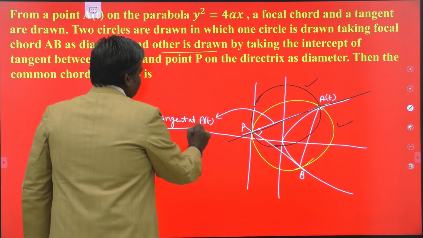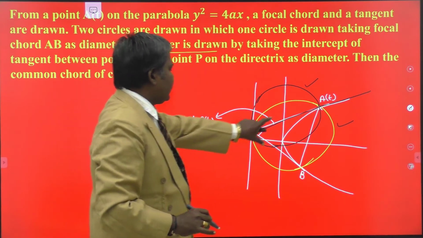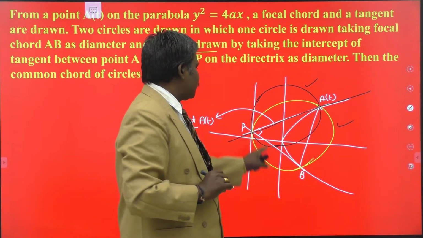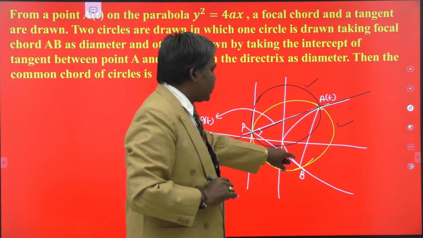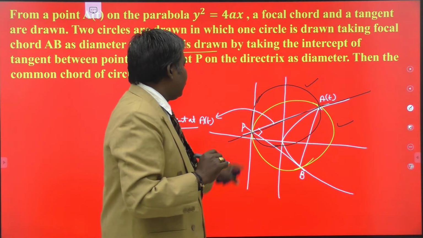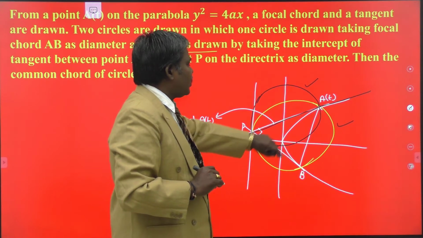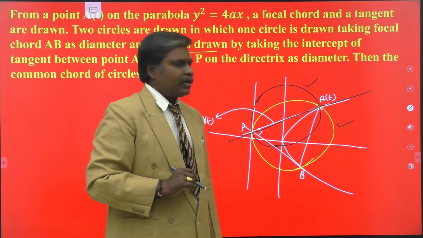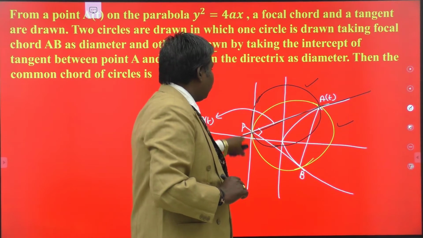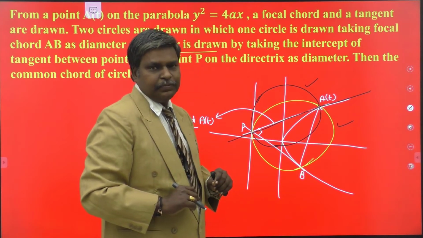So in this problem, we have to identify the one and only thing: the tangents drawn at the extremities of a focal chord intersect on the directrix at an angle of 90 degrees. If you construct a circle on AB as diameter, it must pass through this point of intersection of the tangents drawn at the extremities of the focal chord. That is why the circle on AP as diameter must be passing through this point.